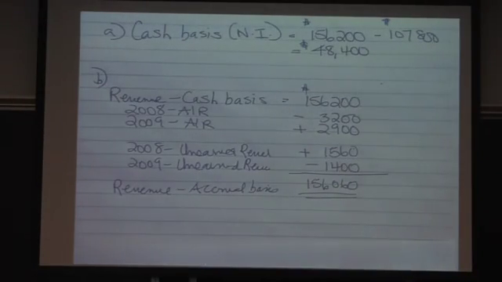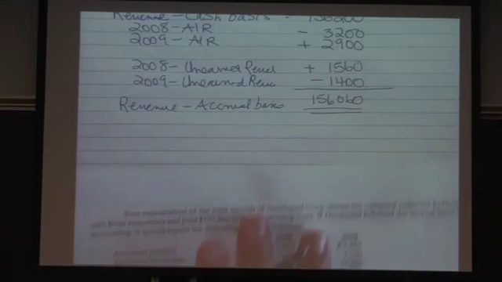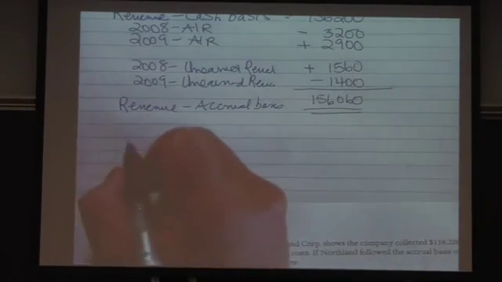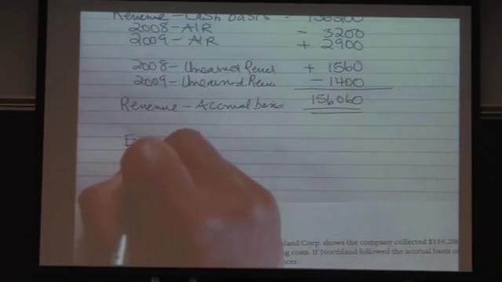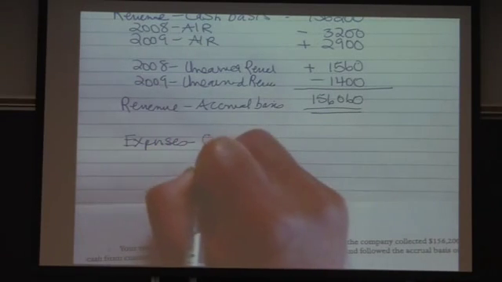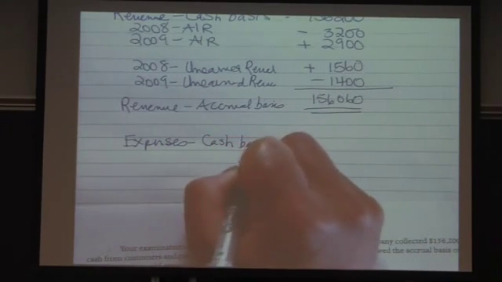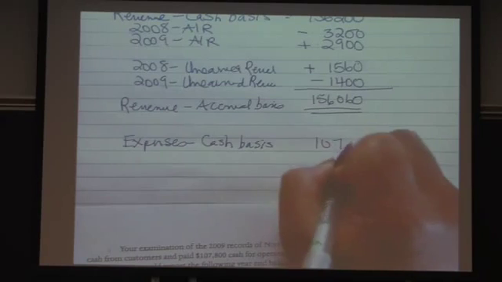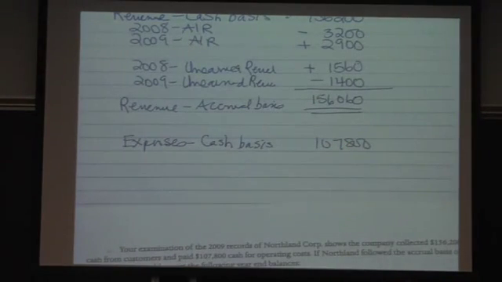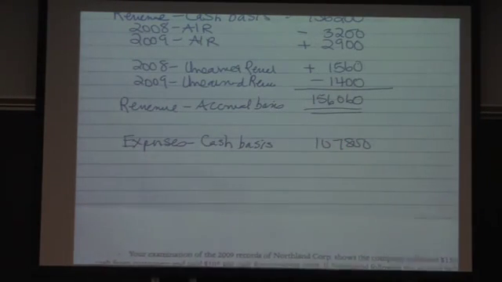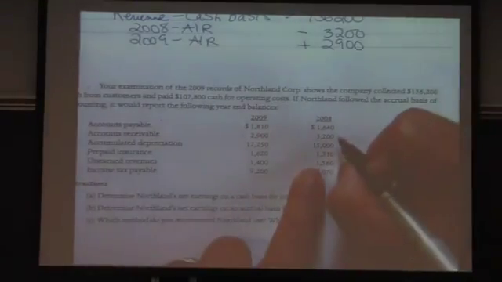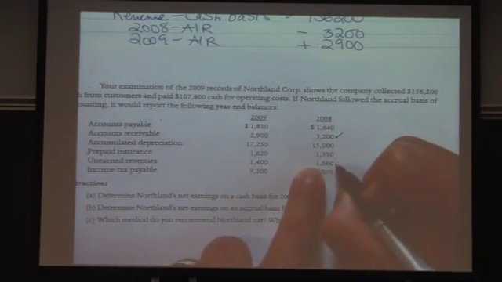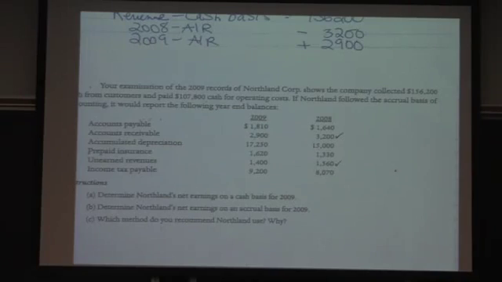Okay? Now let's take a look at expenses. You can see that the expenses under the cash basis of accounting is 107,800. Again, let's take a look at the remaining balance sheet items. So we've already covered revenue and unearned revenue. Let's take a look at accounts payable.